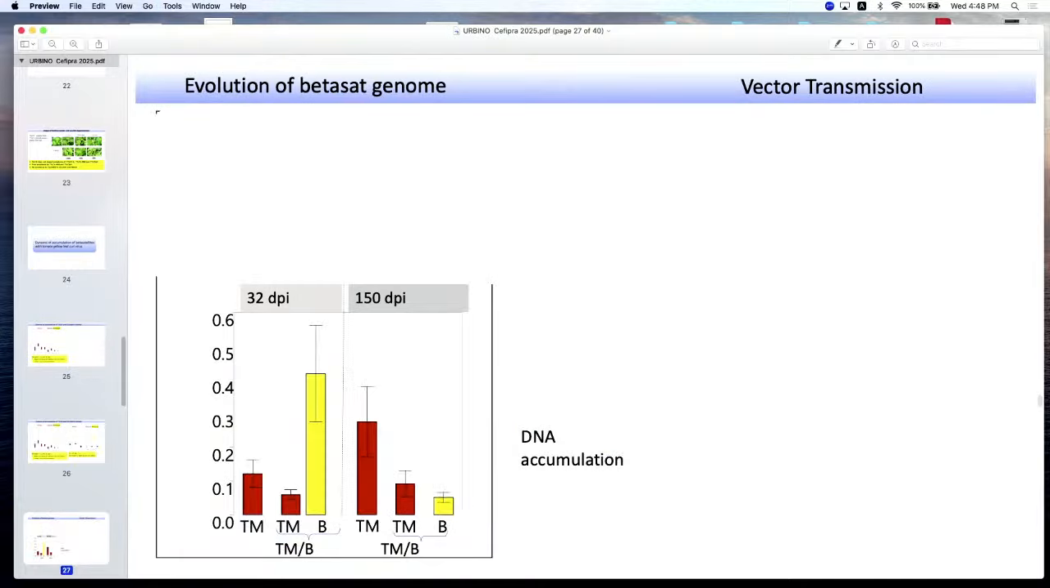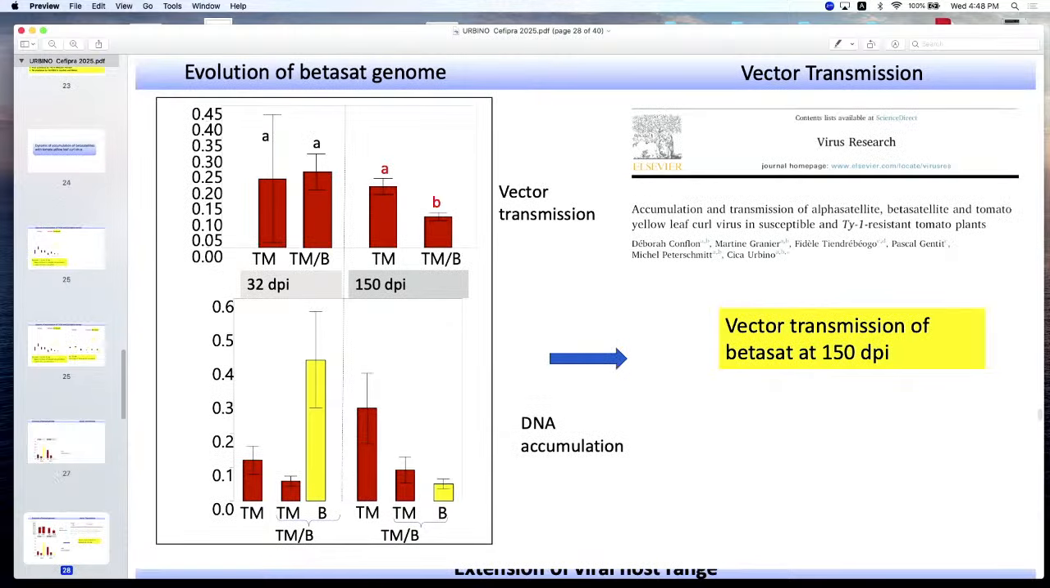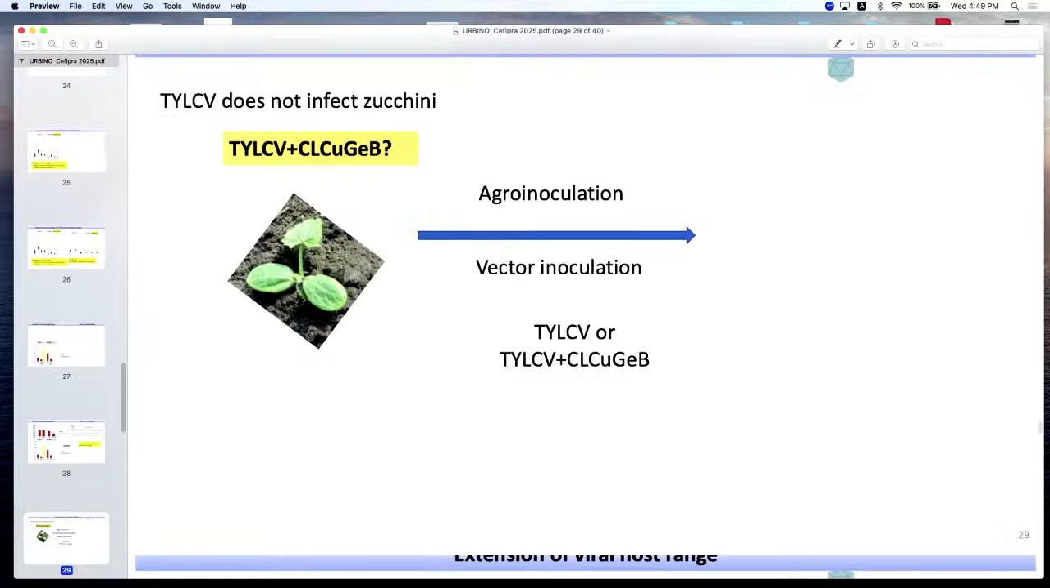So we took some plants which were 32 days or 150 days post-inoculation, and this is the virus accumulation alone or with the satellite, at these two different days, and we did transmission tests. And we found that the satellite could be transmitted very well, even at the very late stage of infection. So this means that it's not because it decreased in accumulation that it's not transmitted anymore.